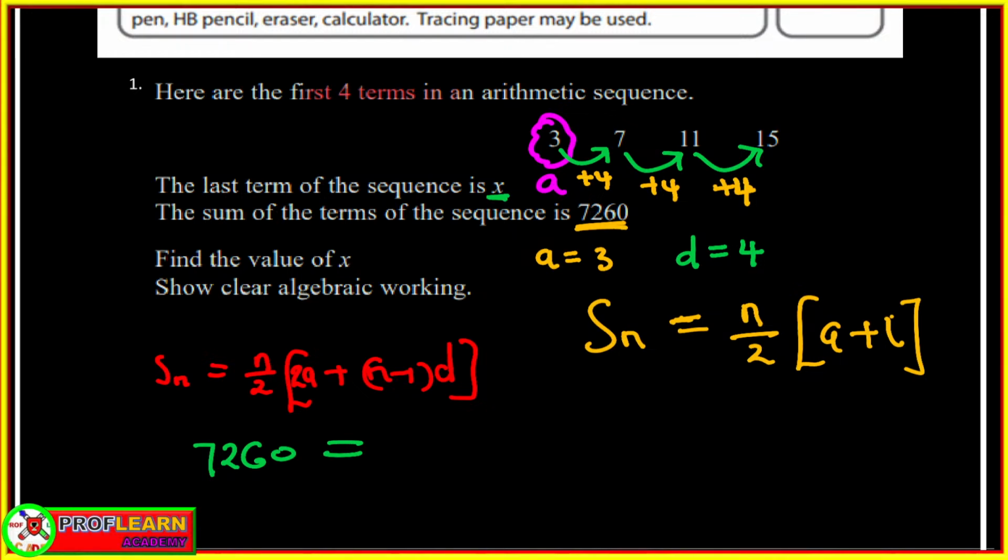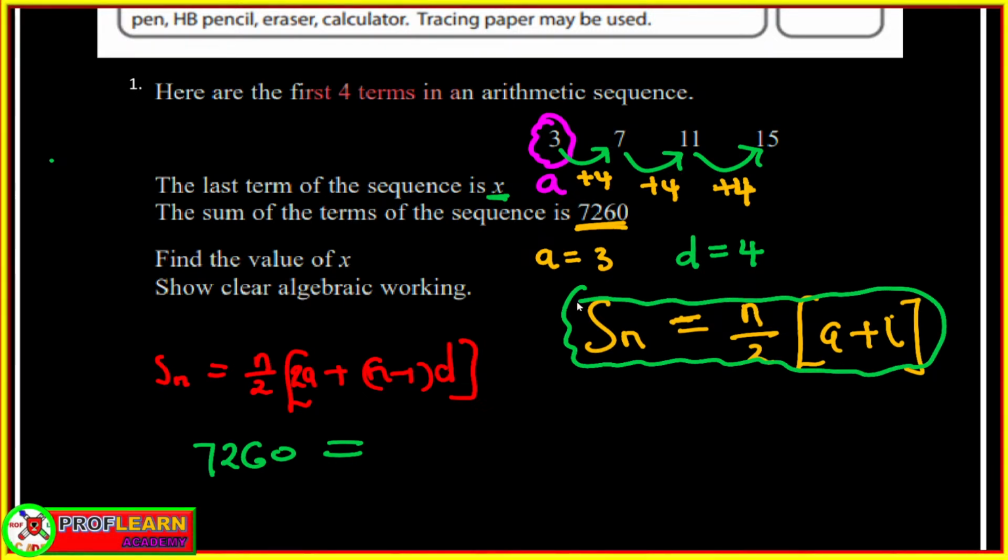So we are looking into this part. We are told that the last term of the sequence is x. And what I had said here, we were to use the sum of n terms formula in order to get the value of n. Then later on, we're going to substitute into this particular formula in order to work it out. So we are going to say n over 2 into bracket 2a plus n minus 1.